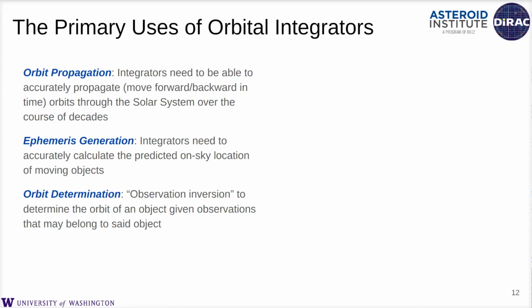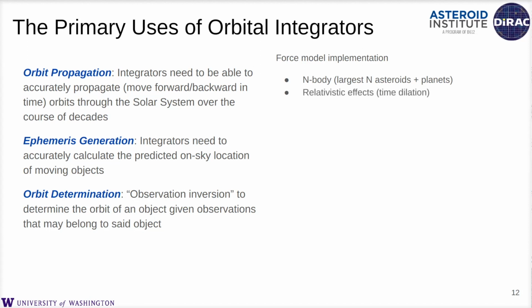So the first consideration is, how is your force model implemented? Do you want to take into account the largest 300 asteroids when you're calculating the perturbations that you would impose upon, say, a test orbit? You also have to take into account the perturbations by the planets. Other considerations include relativistic effects, time dilation. This is extremely important for things like satellites in Earth orbit, or as you approach the sun, where the mass of the sun actually causes measurable relativistic effects on your orbit.